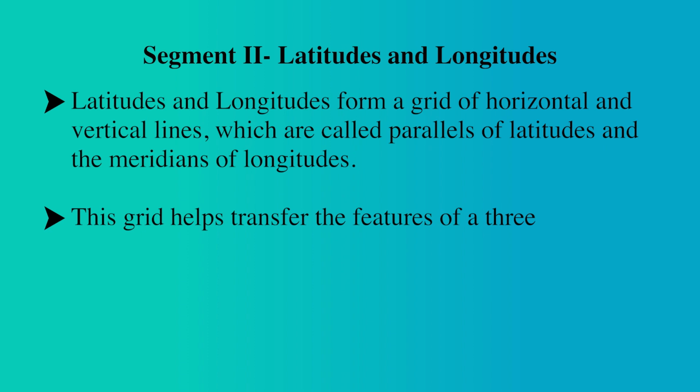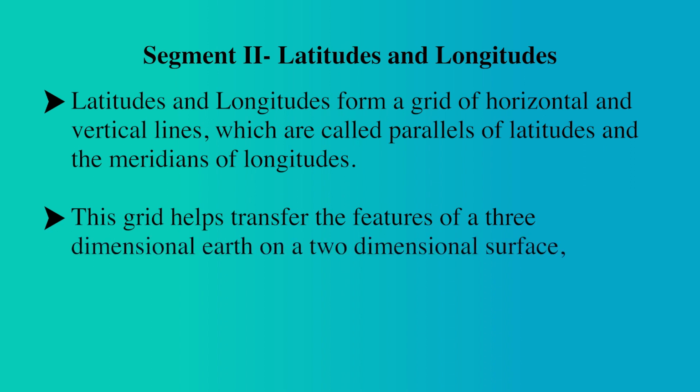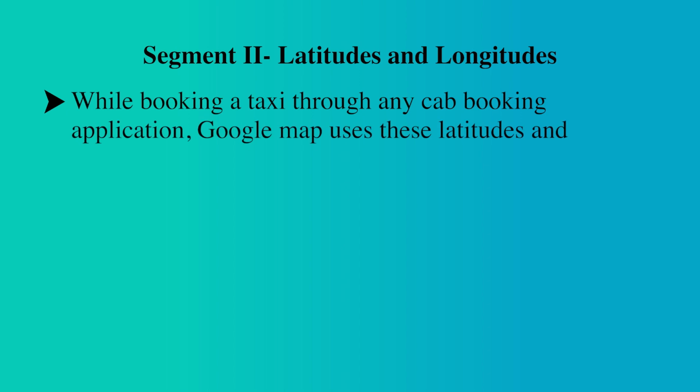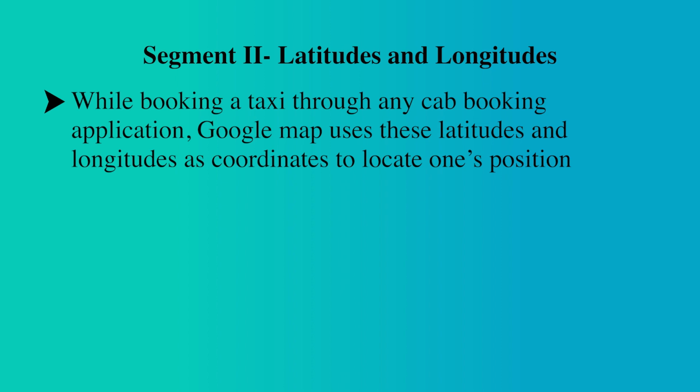This grid helps transfer the features of a 3-dimensional Earth onto a 2-dimensional surface, that is, a map. While booking a taxi through any cab booking application, you must have wondered how the taxi driver is able to locate your position as well as your destination. Actually, Google Maps uses these latitudes and longitudes as coordinates to accomplish the task.